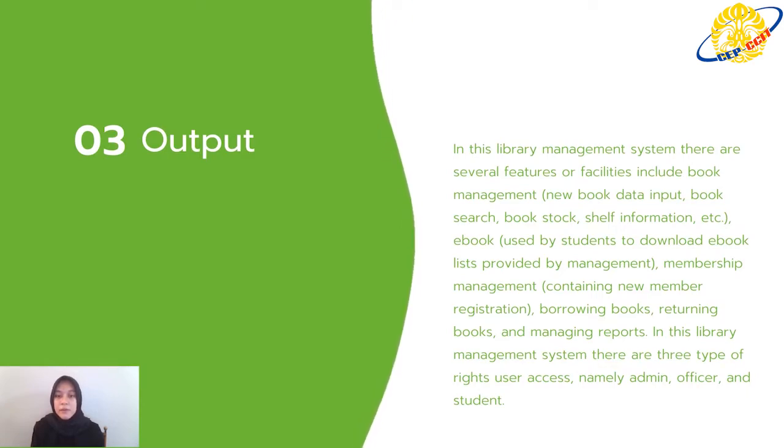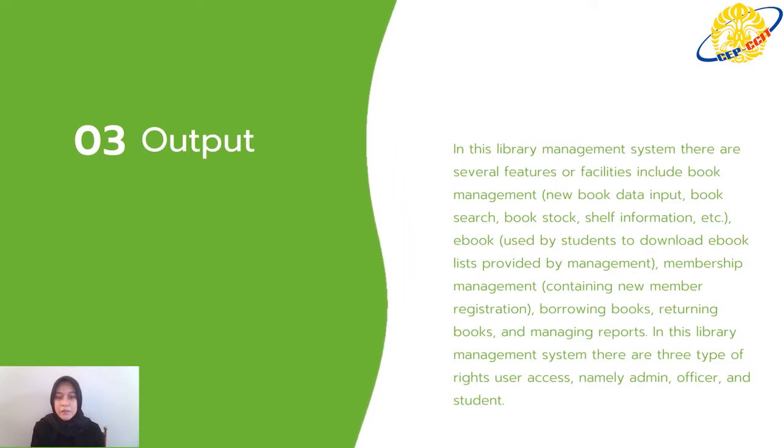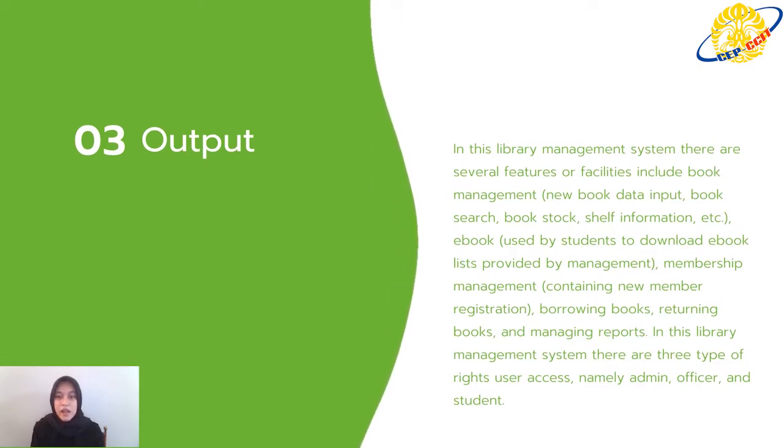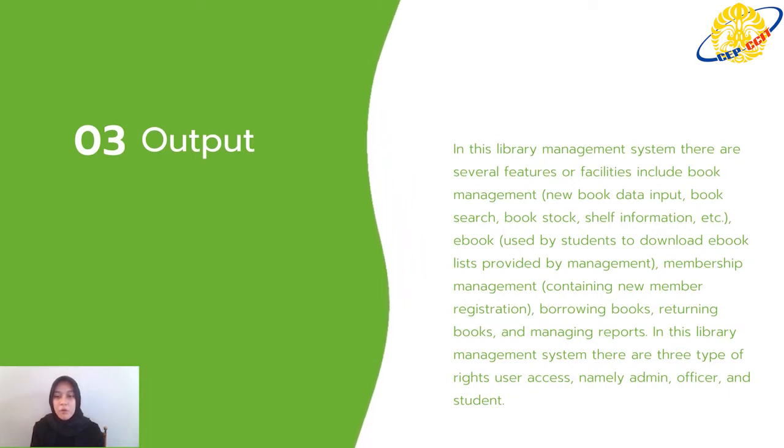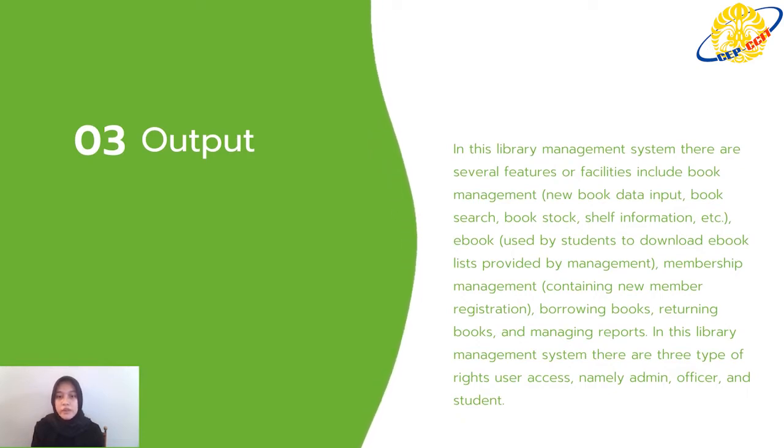In this library management system, there are three types of user access rights, namely admin, officer, and student. All the facilities in this system can be used by the admin. Then the officer can only manage borrowing and returning books, member management, and report management. And the last is student. There are several menus, namely the ebook download menu, book list, borrowing information, and book return information.